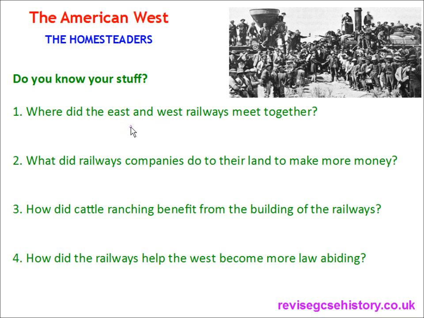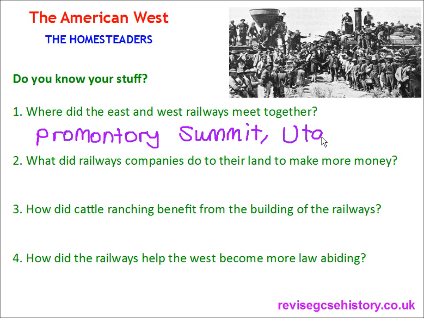Okay, so question 1. Where did the East and West railways meet together? Well, they met together at Promontory Summit, and that's a bit messy that writing, let's tidy that up a bit. Summit, and that was in Utah.